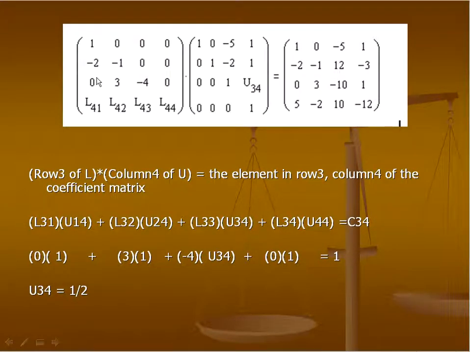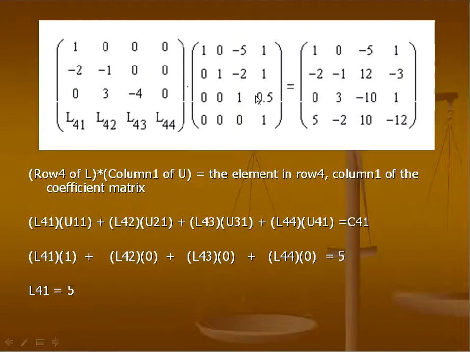And finally, row 3 of matrix L times column 4 of matrix U is equal to the item in row 3, column 4, okay, which is the 1. Okay. All right, and U34 is equal to a half. So we're going to plug that in right there. There it is. Okay, and now we're going to do the same thing, finally, with row 4.